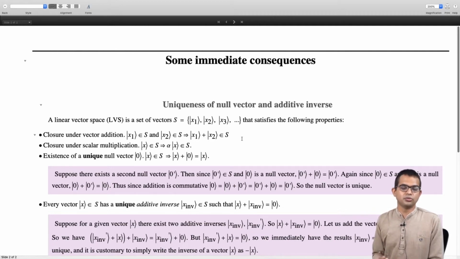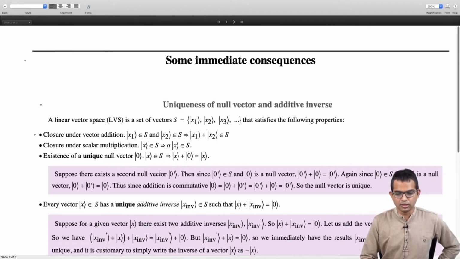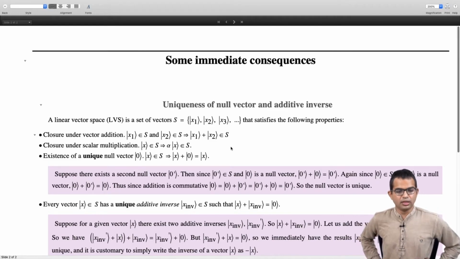Many a time you will see in textbooks where this is taken to be a requirement, so that a unique null vector is itself part of the definition. But we just want to point out that it's not essential to encode it into the axioms. It's something that can be derived. So how does this come about? Let's concentrate on why there is a unique null vector.